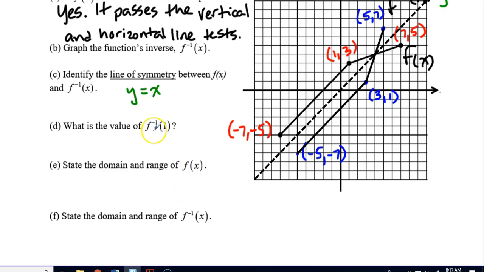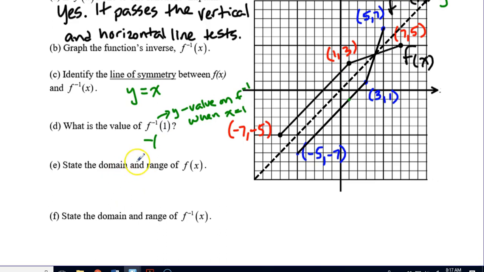Okay, so hopefully you found the value of inverse of f of 1. Now I'm looking on this blue graph, so I'm going to where the x value is 1, and the y value for that particular point right there is -1. So that's what that's saying, the y value.